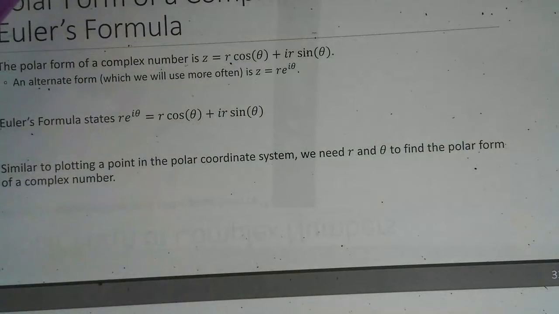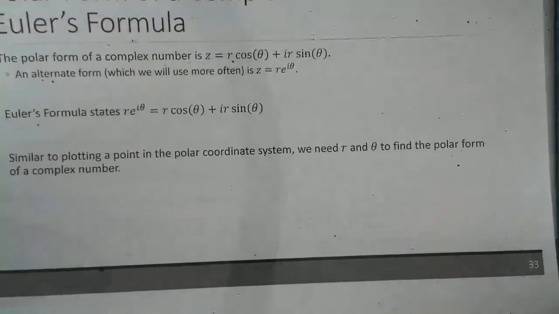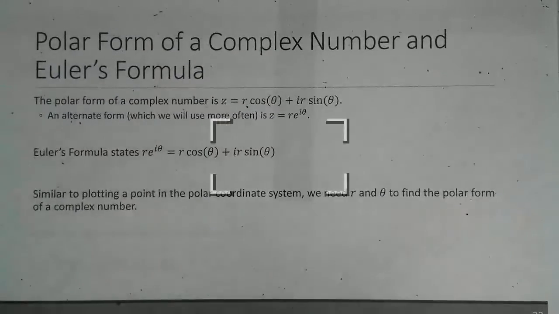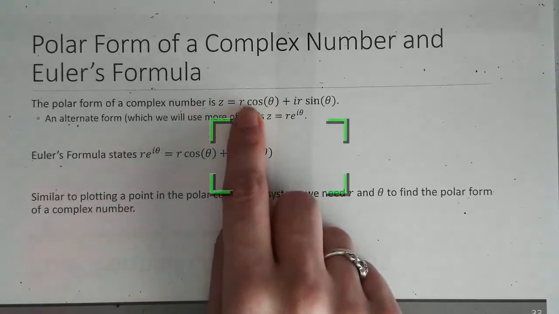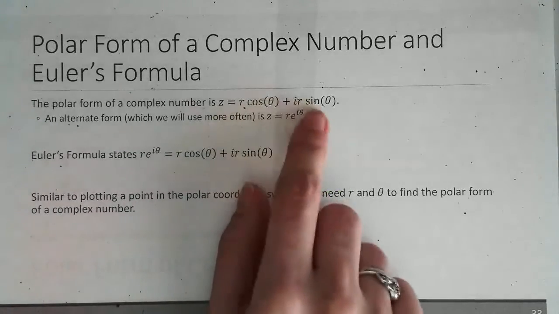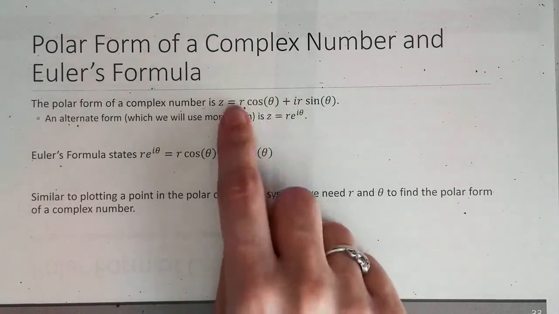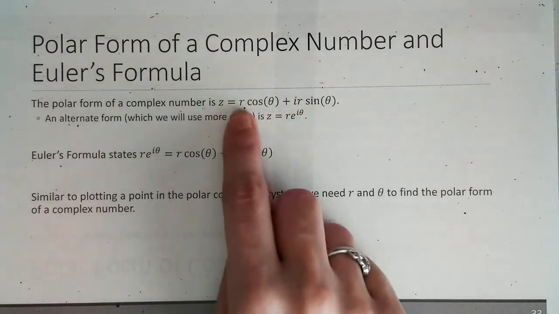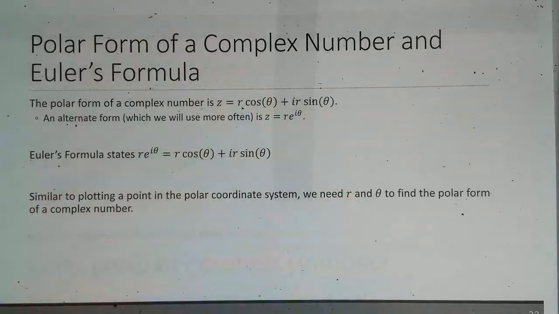Next, we are going to look at complex numbers in a different form, and that's going to be polar form. So the polar form of a complex number is z equals r cosine theta plus i r sine theta. That looks scary, but r cosine theta, that's the same as x. r sine theta, that's the same as y. So kind of like how when we just graphed, the x value came from the real part and the y value came from the imaginary part, that stuff is still following us here.